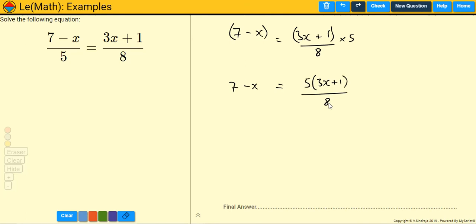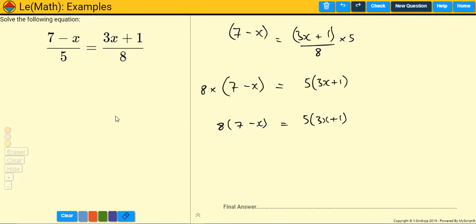We need to get rid of the 8 as well. So we're going to multiply both sides by 8. We should write this in a bracket, because we're going to times all of that by 8. So this 8 disappears. What you're left with is 5 bracket 3x plus 1, and then 8 bracket 7 minus x.